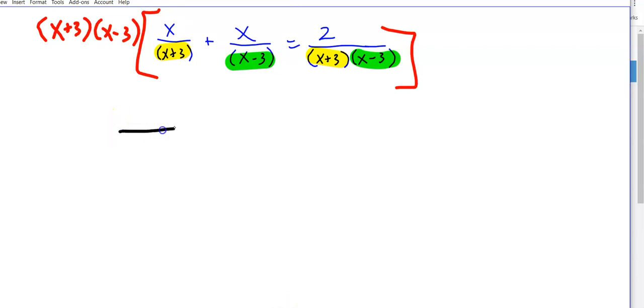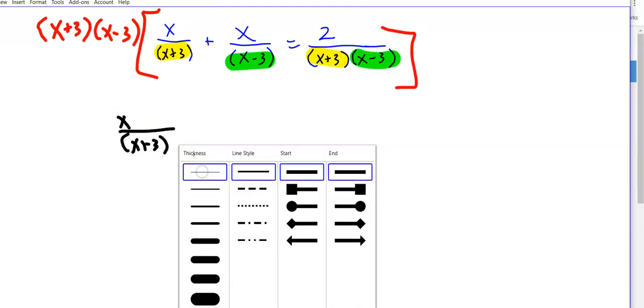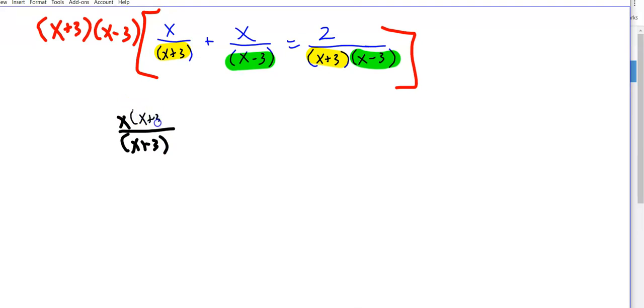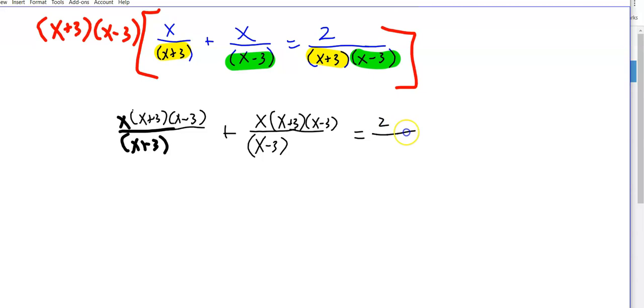So if I multiply that first fraction, which was x over x plus 3, I'm going to multiply by x plus 3 and x minus 3 in the numerator only. Plus the second fraction was x over x minus 3. And again, I multiply the numerator by x plus 3 times x minus 3. And then 2 over x plus 3, x minus 3. I'm going to multiply that by x plus 3, x minus 3.